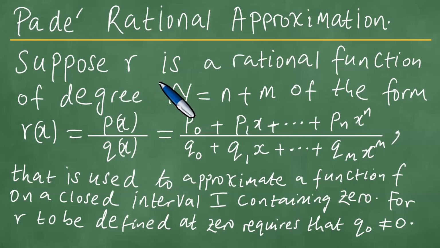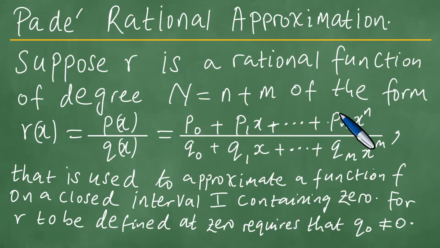But we suppose that R is a rational function of degree n plus m. So it's key to realize that R itself becomes a rational function. What is the degree of the rational function R? It is the sum of the degrees of the parts in the numerator and the denominator. So it becomes a sum of the degrees of the polynomials that feature in the numerator and the denominator respectively.